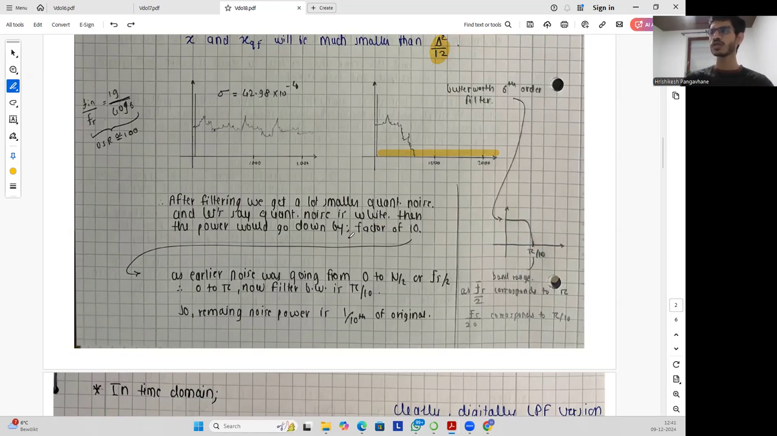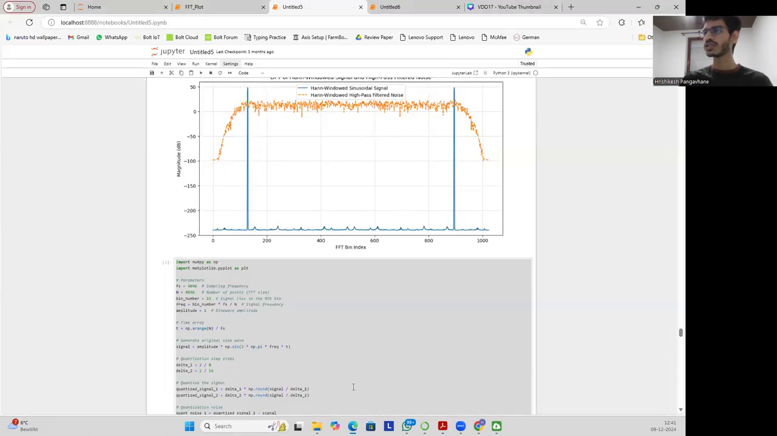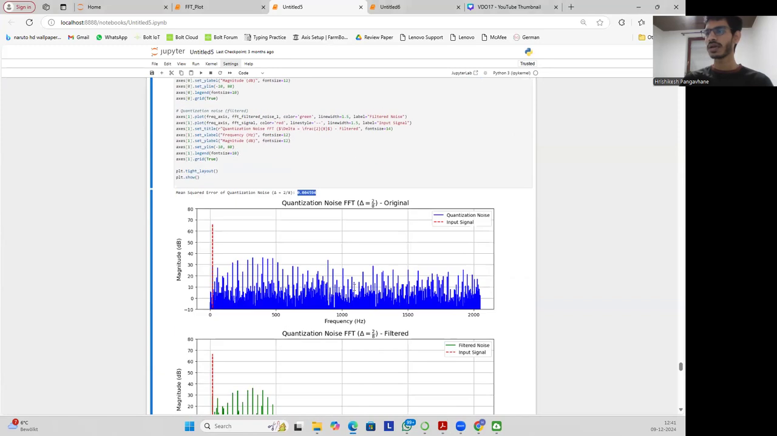Earlier, noise was going from 0 to pi. Now filtered noise will go from 0 to pi by 10 only. So the remaining noise power is now 1/10 of the original power. So if noise is reducing, then SQNR will obviously increase, right? I can demonstrate this using Python code over here.